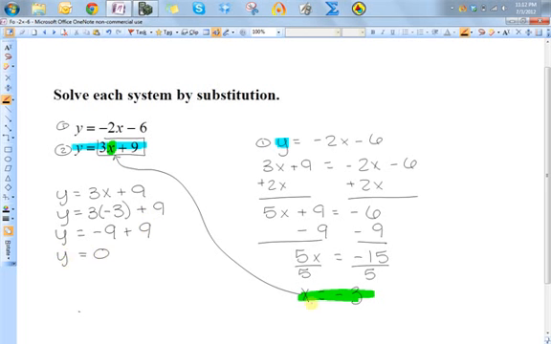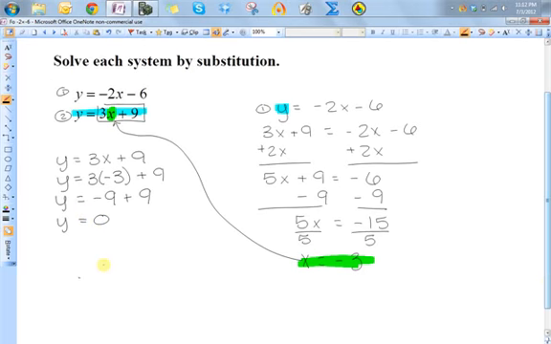Now a lot of students will stop here and they'll leave their answer like this, but all answers should be written in ordered pair form, where x is the first value and y is the second, so it should be negative 3, 0.